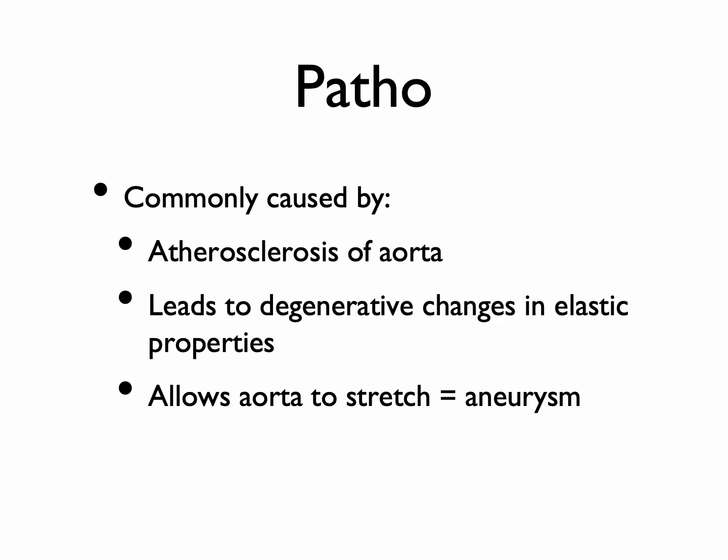We know that the pathophysiology is commonly caused by atherosclerosis of the aorta, so we know that this patient has uncontrolled hypertension, he's a smoker, and has cardiovascular disease, so they're risk factors for developing atherosclerosis. And when you develop atherosclerosis, that leads to degenerative changes in your elastic properties, so that intima, media, and adventitia that we see in the lining of the aorta causes that. And so this allows for the aorta to stretch, and this is what results in aneurysm formation, and that causes a weakening of the vessel, which puts them at risk for rupture.